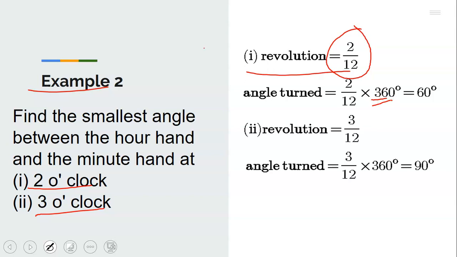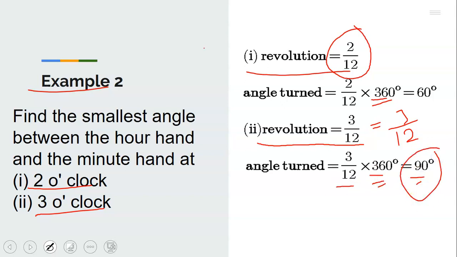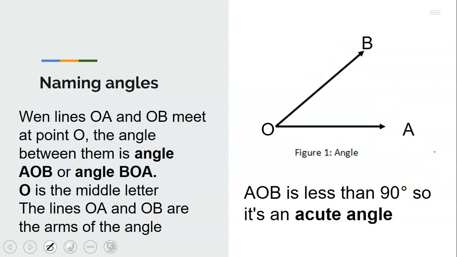The same thing applies when it is at 3 o'clock. That is, you find the revolution fraction, which is 3 over 12. Then multiply it by 360. It means we are actually converting the revolution to angle in degrees. That will be 3 over 12 times 360 equals 90 degrees. That is how to convert from revolution to degree.